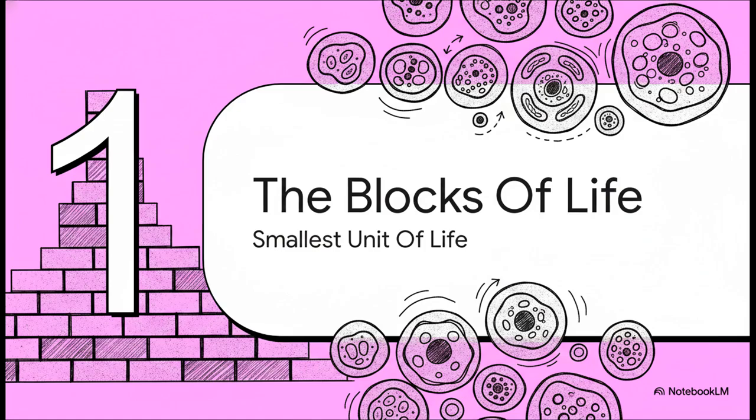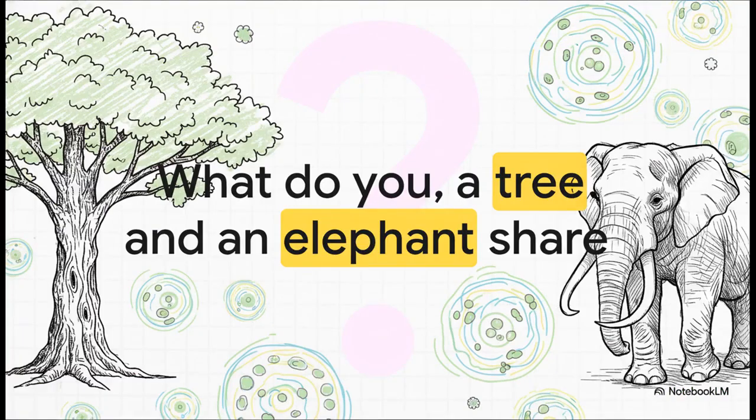Section 1, the blocks of life. Just like that brick building we pictured earlier, the living world operates on the exact same principle of tiny foundational pieces building something massive. To get us started, I want you to think about this question. What do you, a towering oak tree, and a giant rumbling elephant all actually have in common? I mean, it might seem like completely different worlds, right? But at the very base level, the answer is exactly the same.